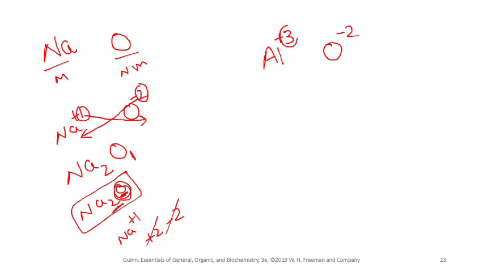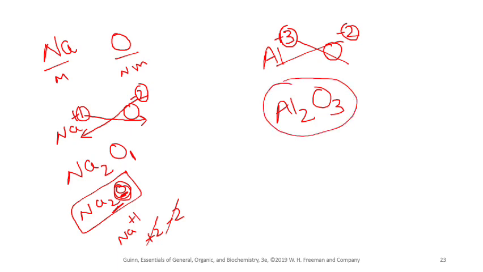Now just take the numbers, not the signs of the charges, and make the subscripts, cross multiply. So Al will get this 2 from the oxygen charge, and oxygen will get 3 from the aluminium charge. So this is the formula that aluminium and oxygen are going to make when they combine together, Al2O3, aluminium oxide. And then let's verify whether this ionic compound is neutral, with no charge.